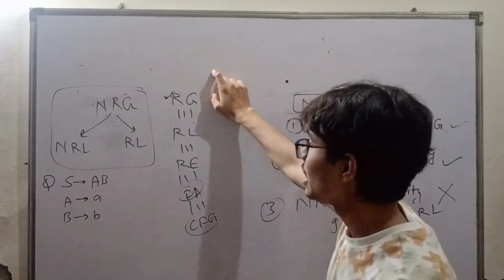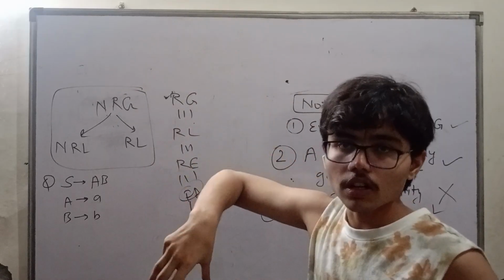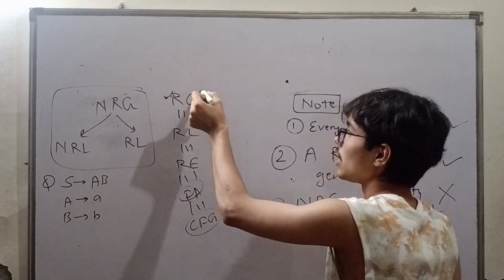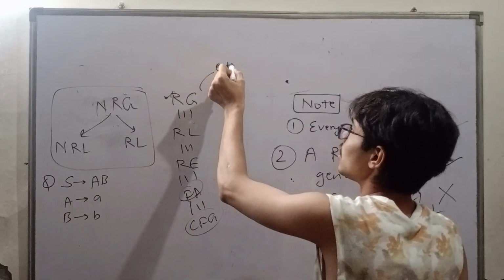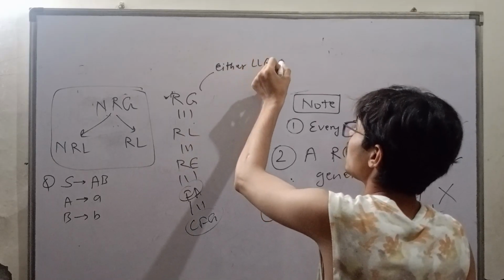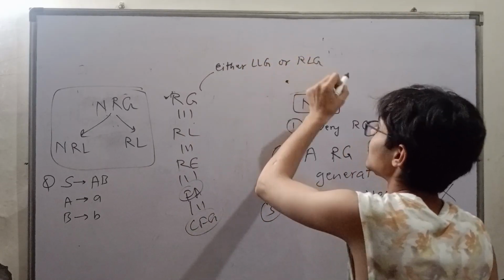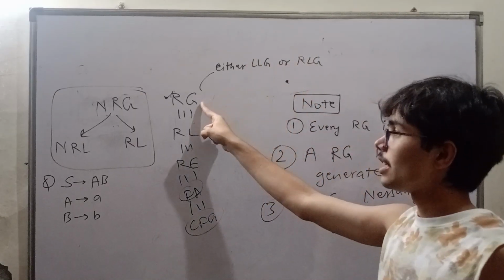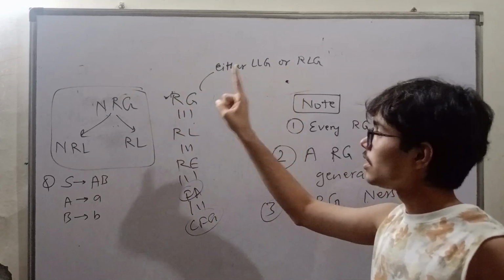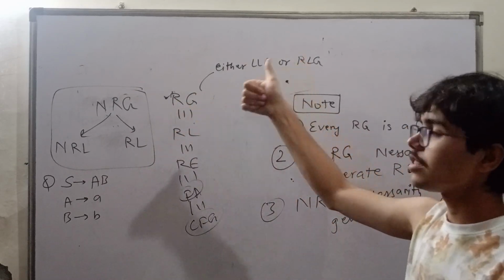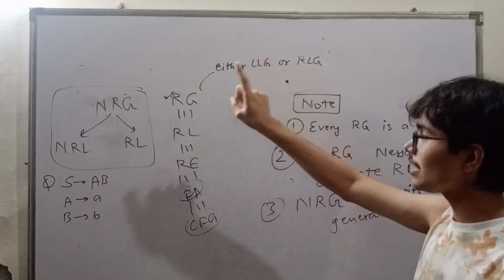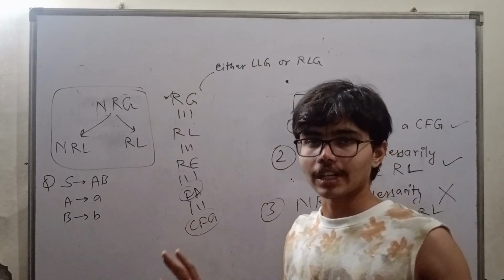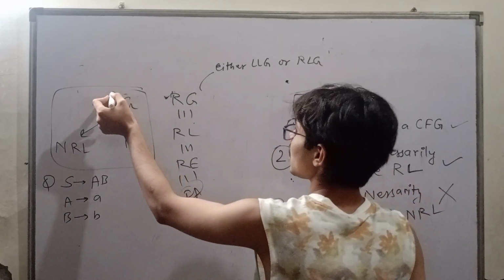A regular grammar you can identify as either a right linear grammar or a left linear grammar. That's why you can say here it must be either a left linear grammar or a right linear grammar. From both, at least one must be there to say that it is a regular grammar. If both are there, then it is also a regular grammar. If any one is there, it is a regular grammar. If both are not present, then it is a non-regular grammar. You understand this? Okay.